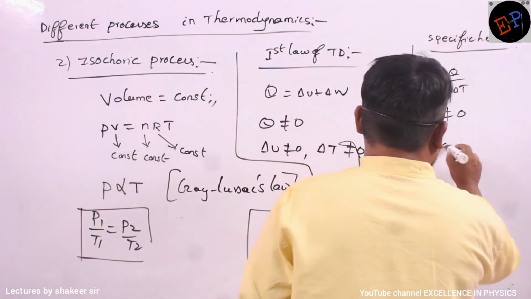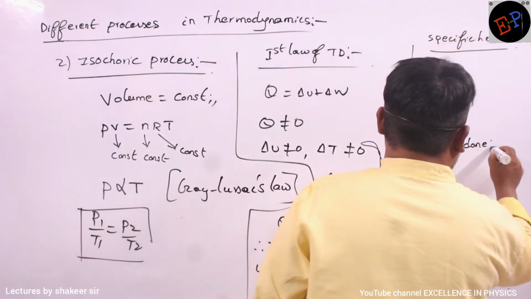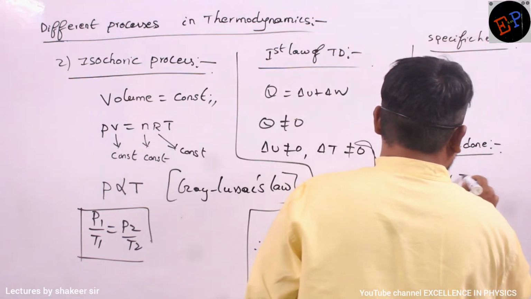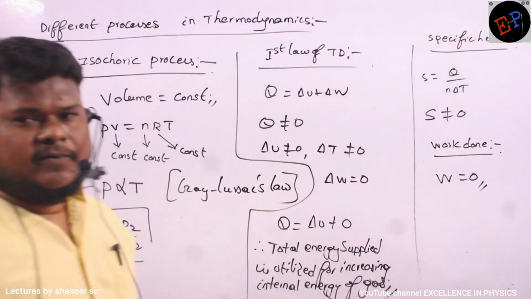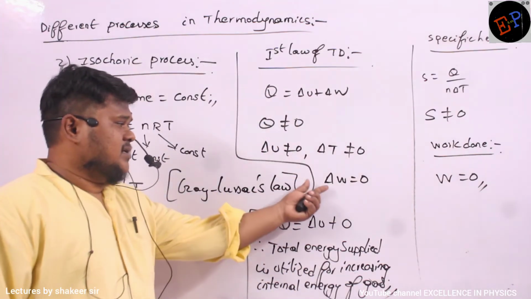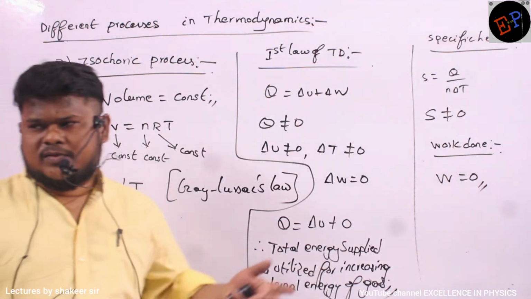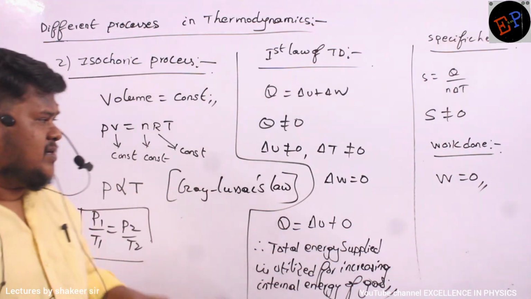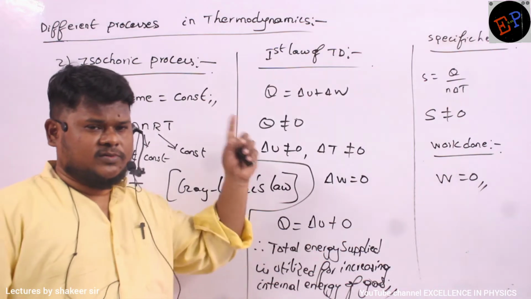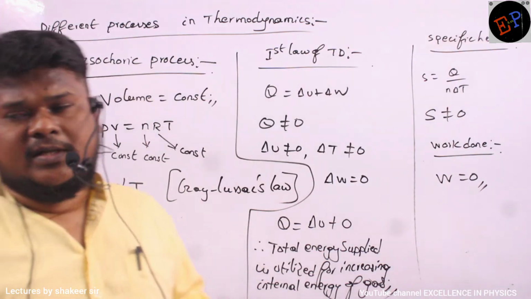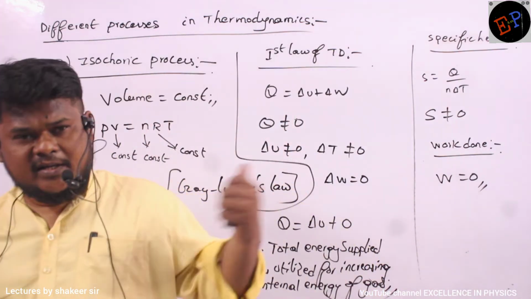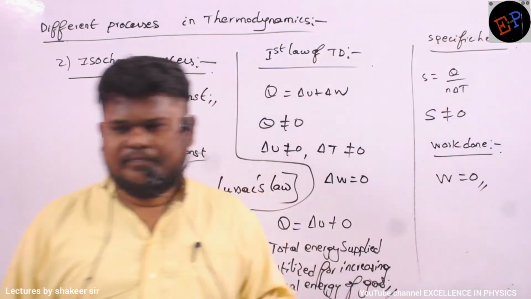Now work done. Work done is how much? Work done is nothing but 0. Why is work done 0? Because the piston cannot move upwards or downwards. So work done is 0. But in the previous condition, work done was not 0. In the isobaric process, work done was P delta V. But here it is 0. Understood?